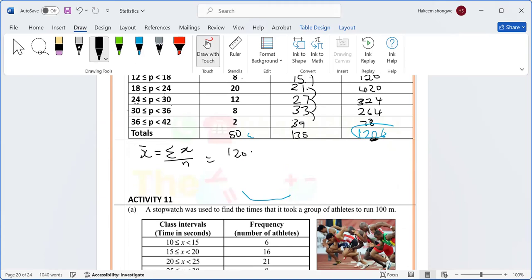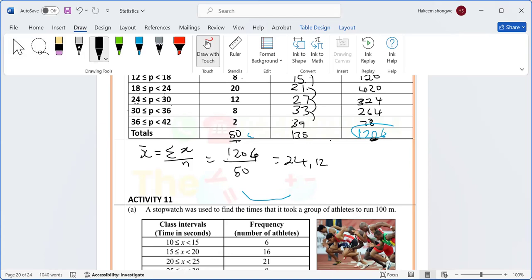It's 1,204, divided by the total number. The total number is the frequency, which is going to be 50. What do you get? It's 24.12. So we got 24.12. Okay, we are done with the mean.